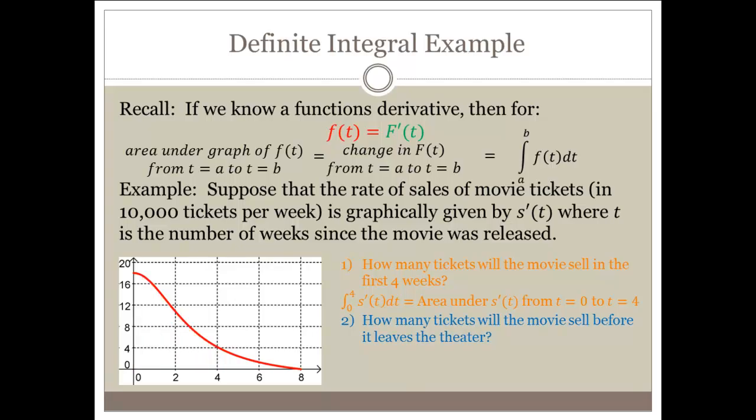In the second question, we want to know how many tickets will the movie sell before it leaves the theater. Since the movie leaves the theater after 8 weeks, this is asking what is the change of s of t from t equals 0 to t equals 8, which we can find as the integral from 0 to 8 of s prime of t dt, which is the area under the graph of s prime of t from t equals 0 to t equals 8. Let's now answer these questions the best we can.